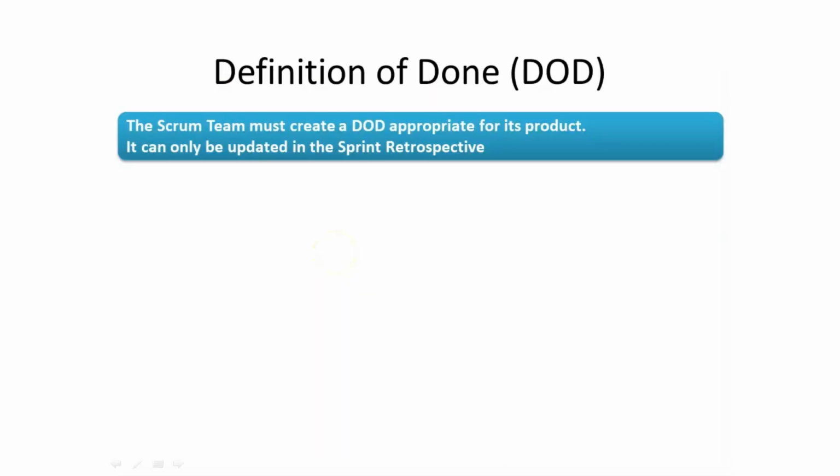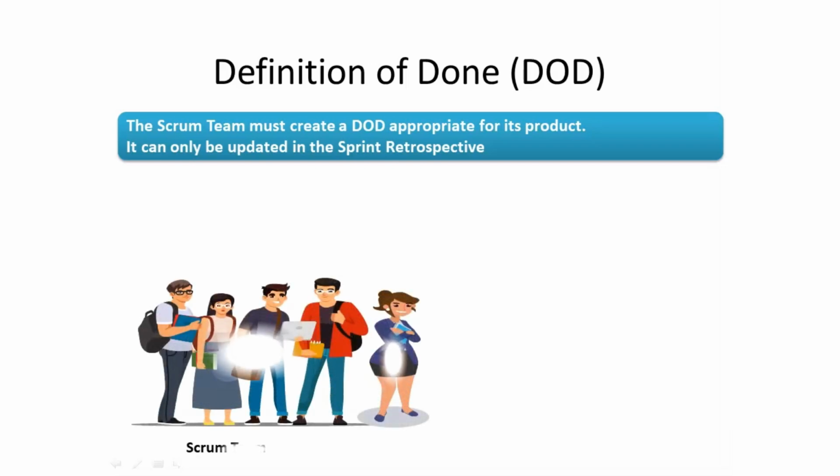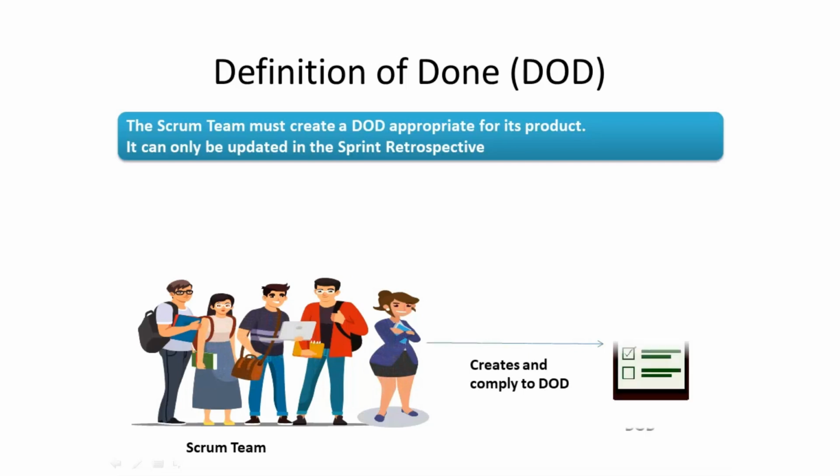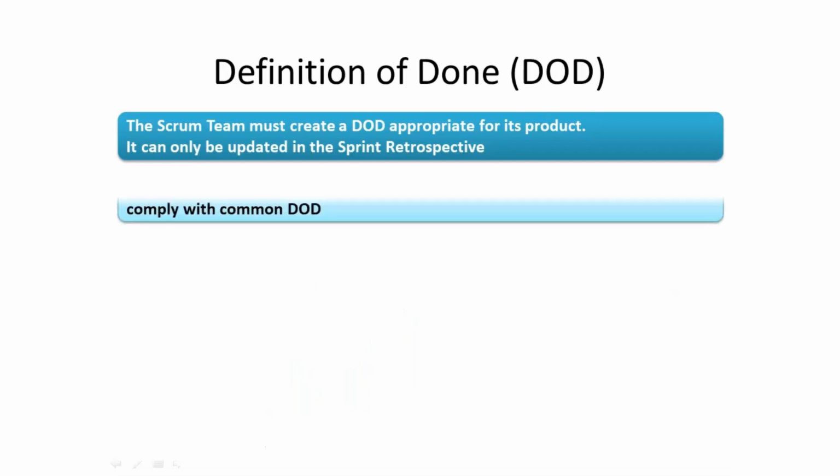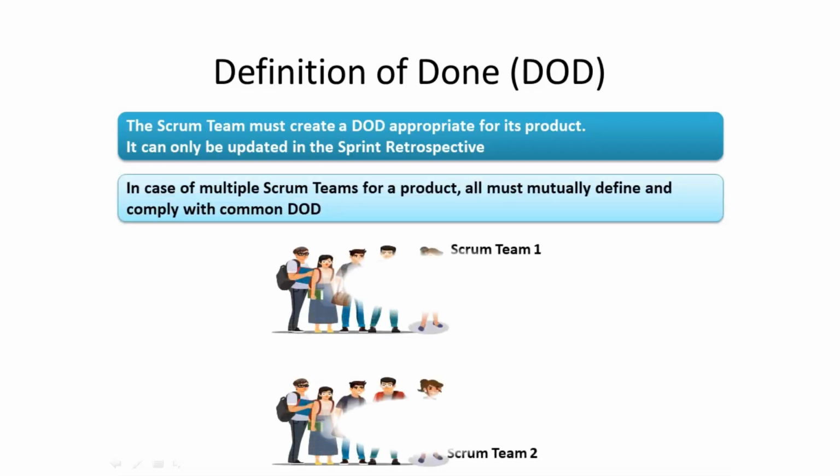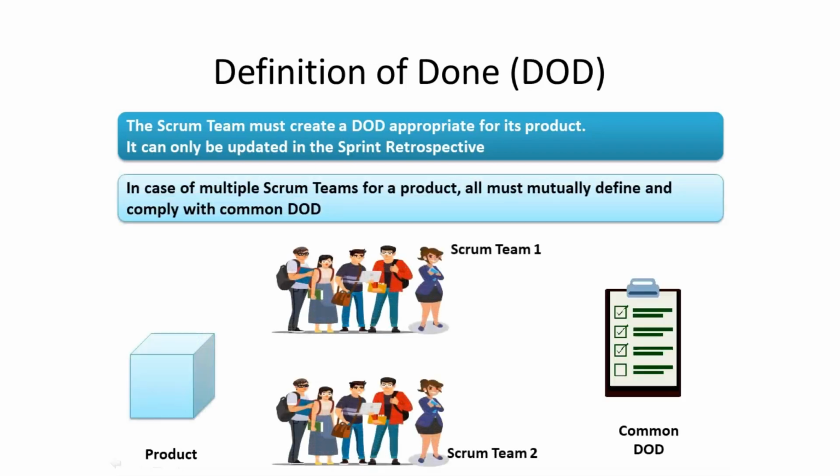The Scrum team must create a definition of done that is appropriate for its product. The Scrum team must comply with the definition of done. The definition of done can be updated only during the sprint retrospective meeting. In case of multiple Scrum teams for a product, all must mutually define and comply with a common definition of done.